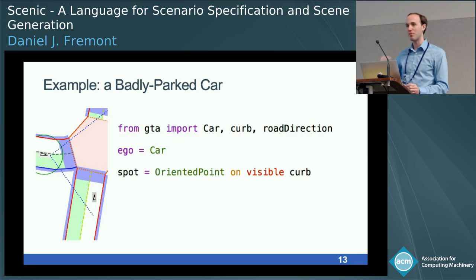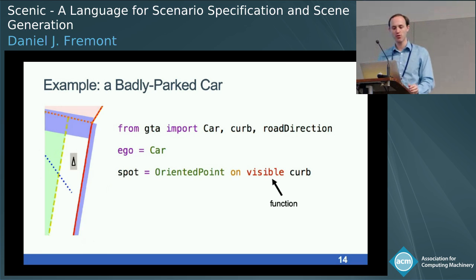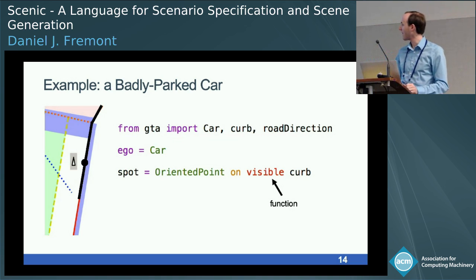All right, now I'm going to pick a parking spot for the badly parked car, and I'm going to do that in a few steps. The first thing I'm going to do is pass curb to this built-in function visible, which will restrict that red region to just the part that's in the view cone of the ego car. And now I'm going to pick a random point in that region. I'm saying create an oriented point, so this is a built-in class in Scenic, that is on, which means uniformly at random on that region.